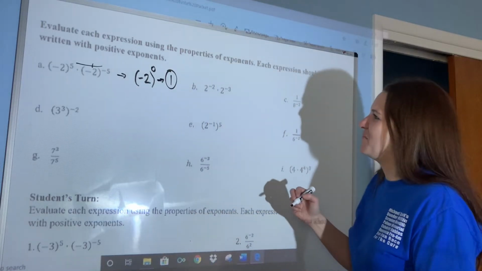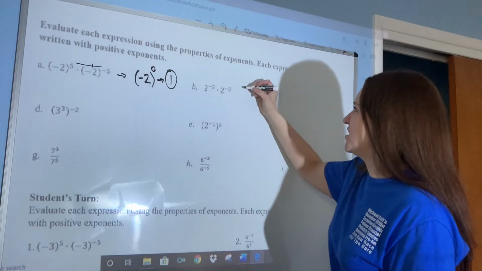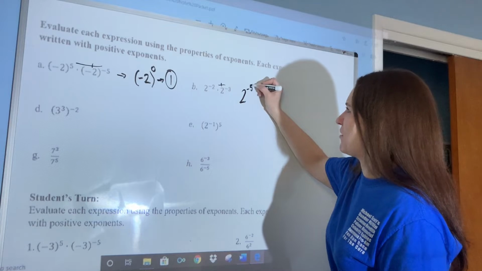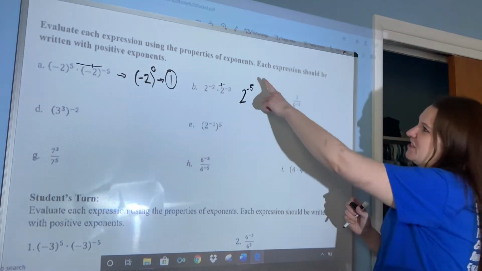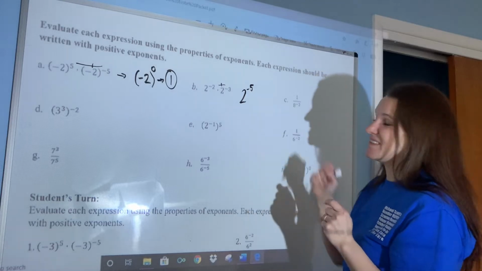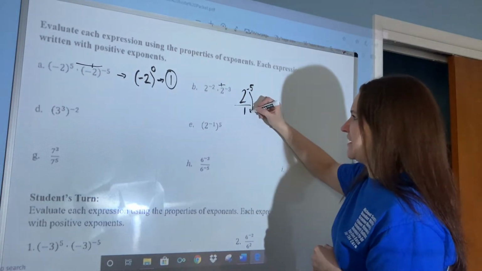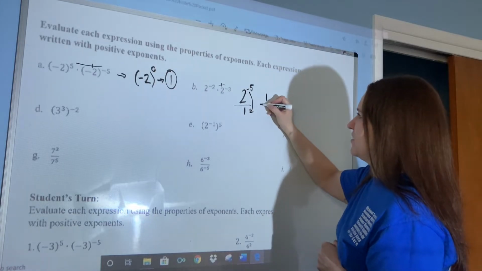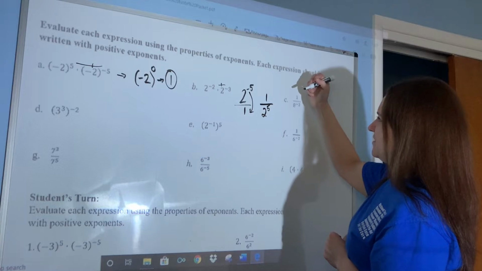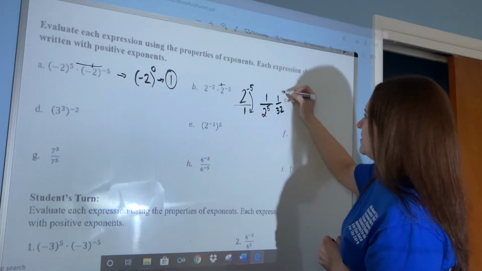Let's look here. We're keeping our base the same. We're going to multiply across, so we're adding our exponents. So we're going to get 2 to the negative 5th power. Now in our directions, it says that each expression should be written with positive exponents, which means that that is not simplified. I need to throw that over 1. I'm going to send that into the denominator. So I have 1 over 2 to the 5th. And I think 2 to the 5th is 32. So I'll write 1 over 32 here.